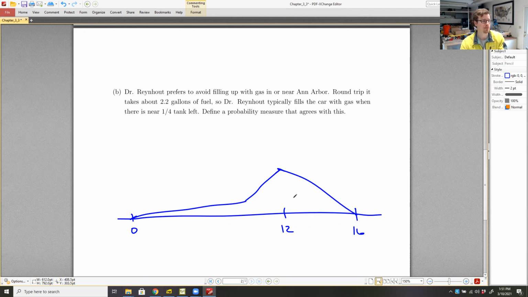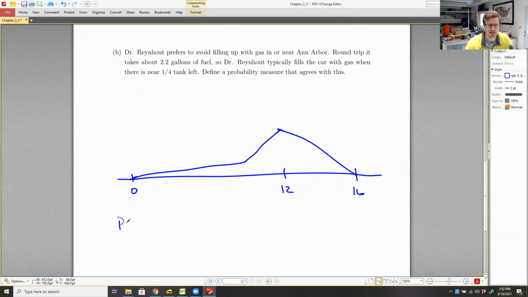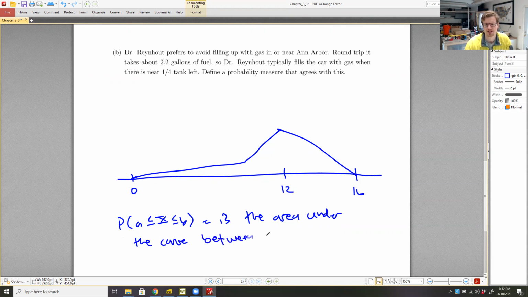So now, the probability that I'm going to need between A and B gallons of fuel is the area under the curve between A and B, where the total area, of course, is 1. So the probability that I need between A and B gallons of gas is whatever the area is here.